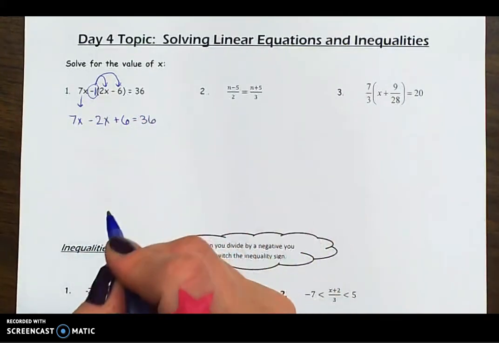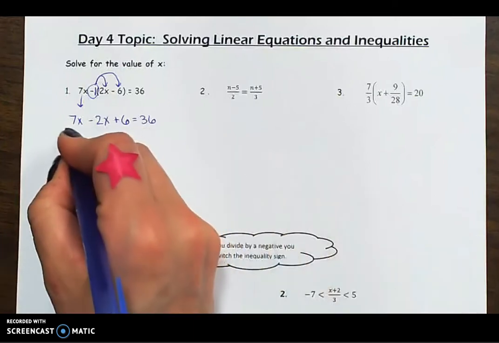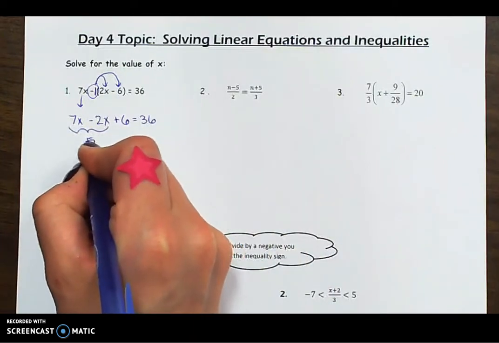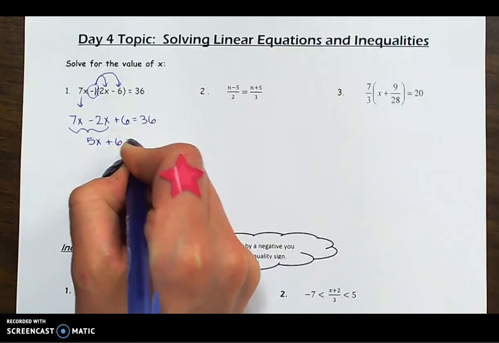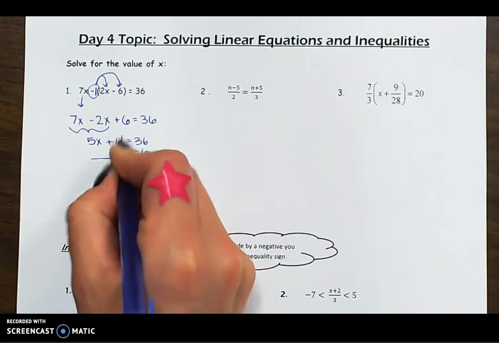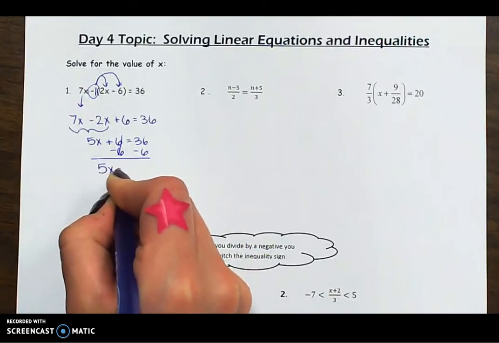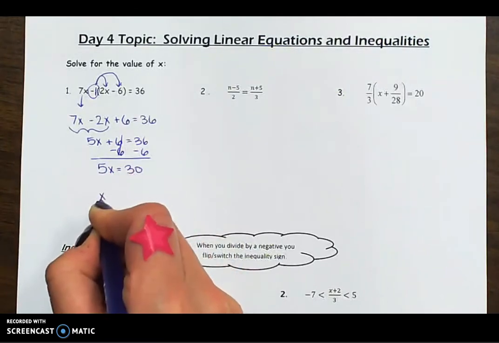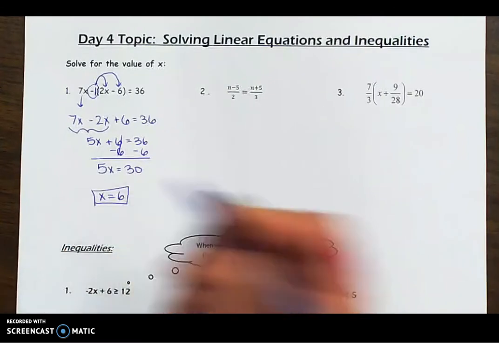Now, once we have this equation, we're going to combine our like terms and solve. So here we get 5x plus 6. We're now going to transpose the 6 to the other side using subtraction. 5x is equal to 30. So then x is equal to 6.